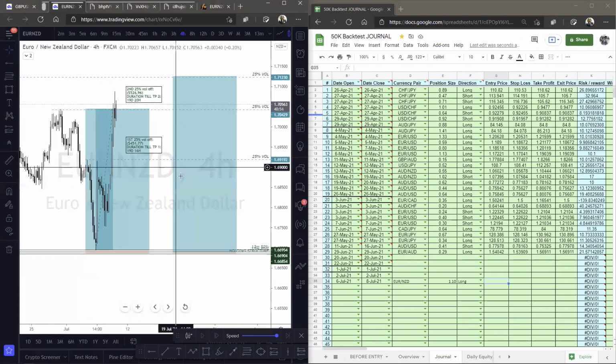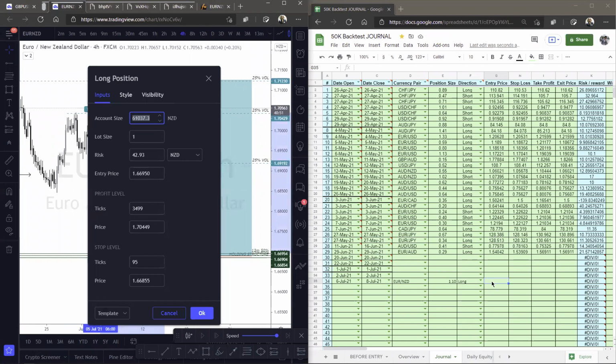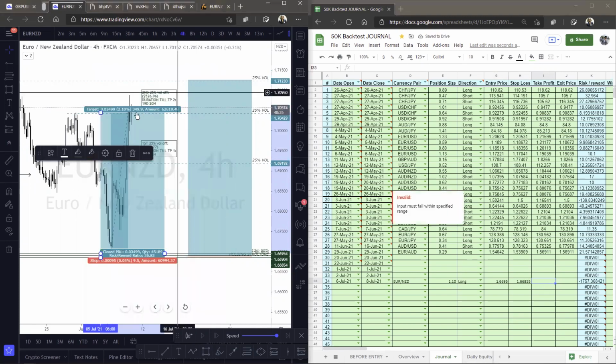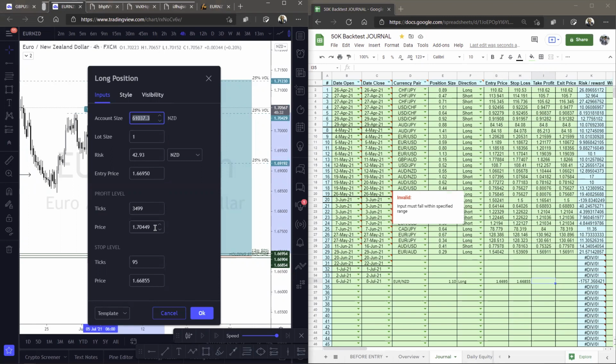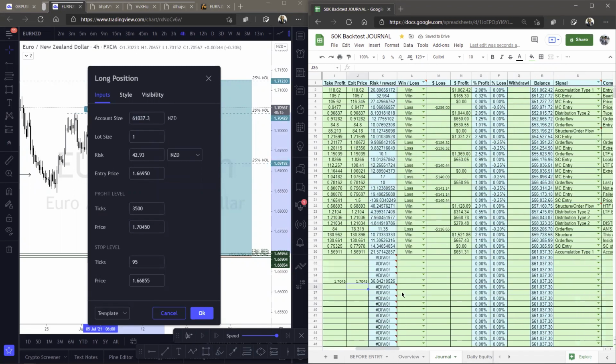Okay, cool. So the entry price was 669.50. Stop loss was 668.55. Take profit, I'm gonna put take profit, oh, it's already here, 450. Put it in. Now see the number 0450, and exit price same 450. Okay, this is a win.